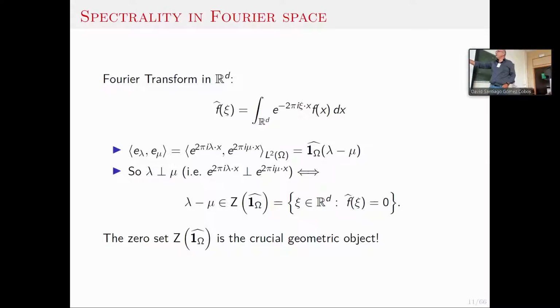This is the most basic geometric object in this field, the zero set of the Fourier transform of the indicator function. If you can understand this set, you can solve problems. If not, then probably you cannot. So this set here will be very, very important. So for two frequencies to be orthogonal, the difference must be in this set.